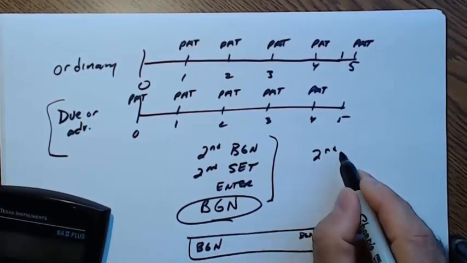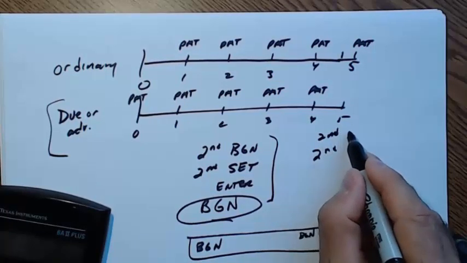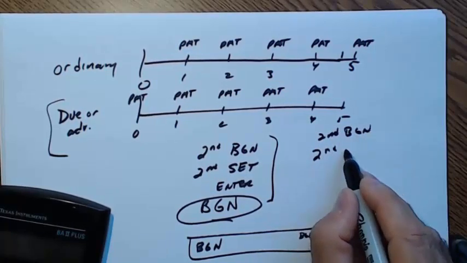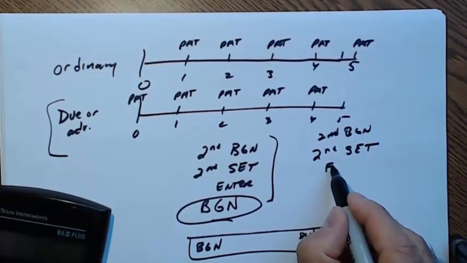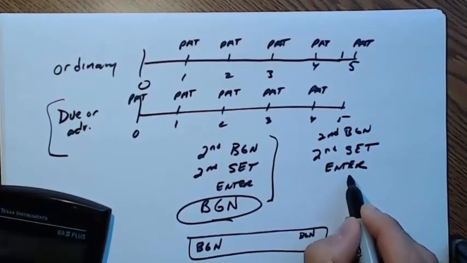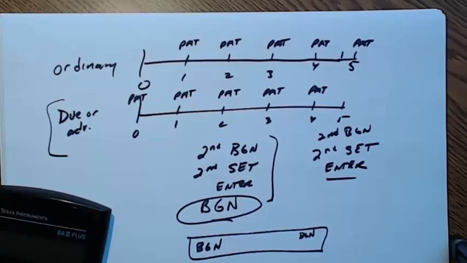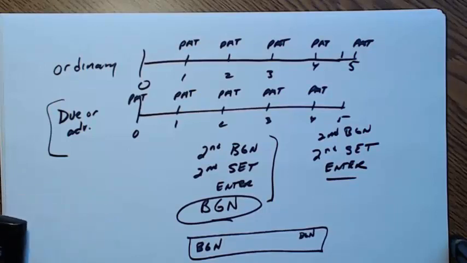And you can undo this by hitting second, set. You can hit second, begin, second, set, and hit enter to make sure it sticks. And you have it. And it'll be back to the original ordinary annuity. So let me get back to that. I want to get back to a beginning mode.